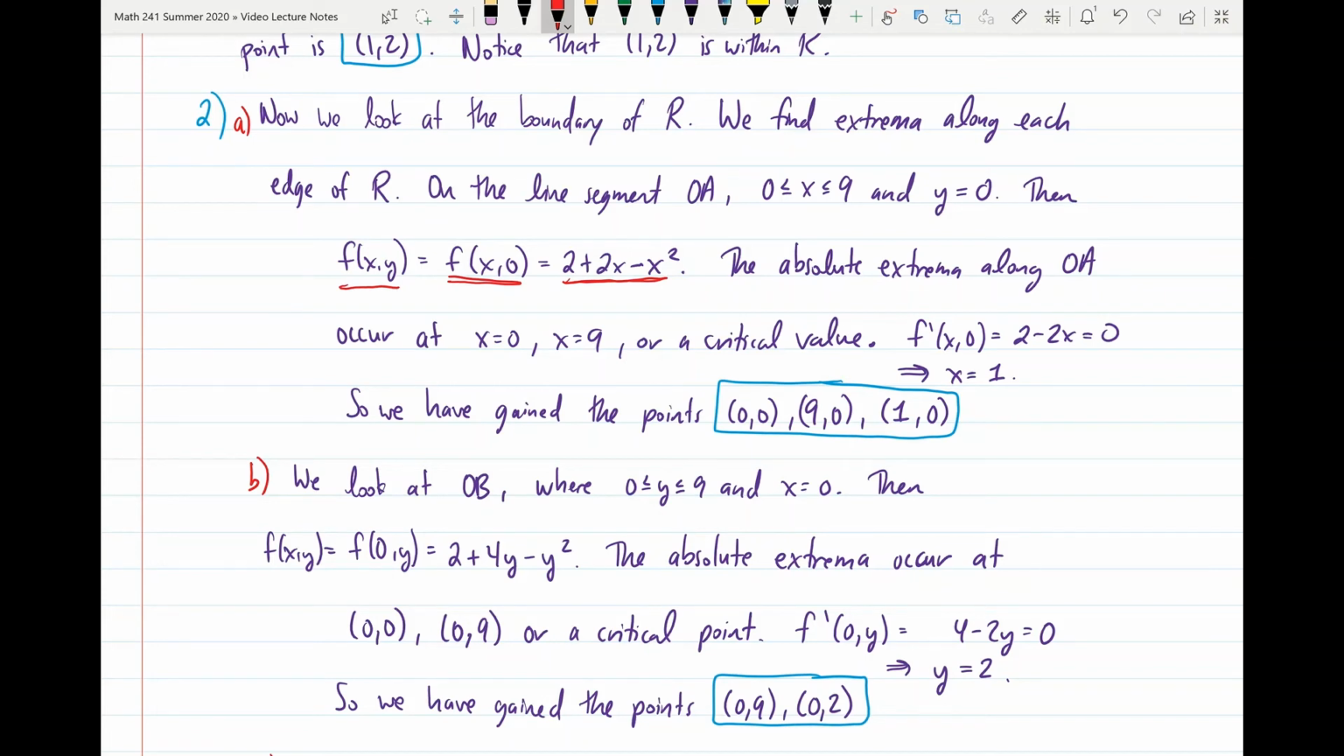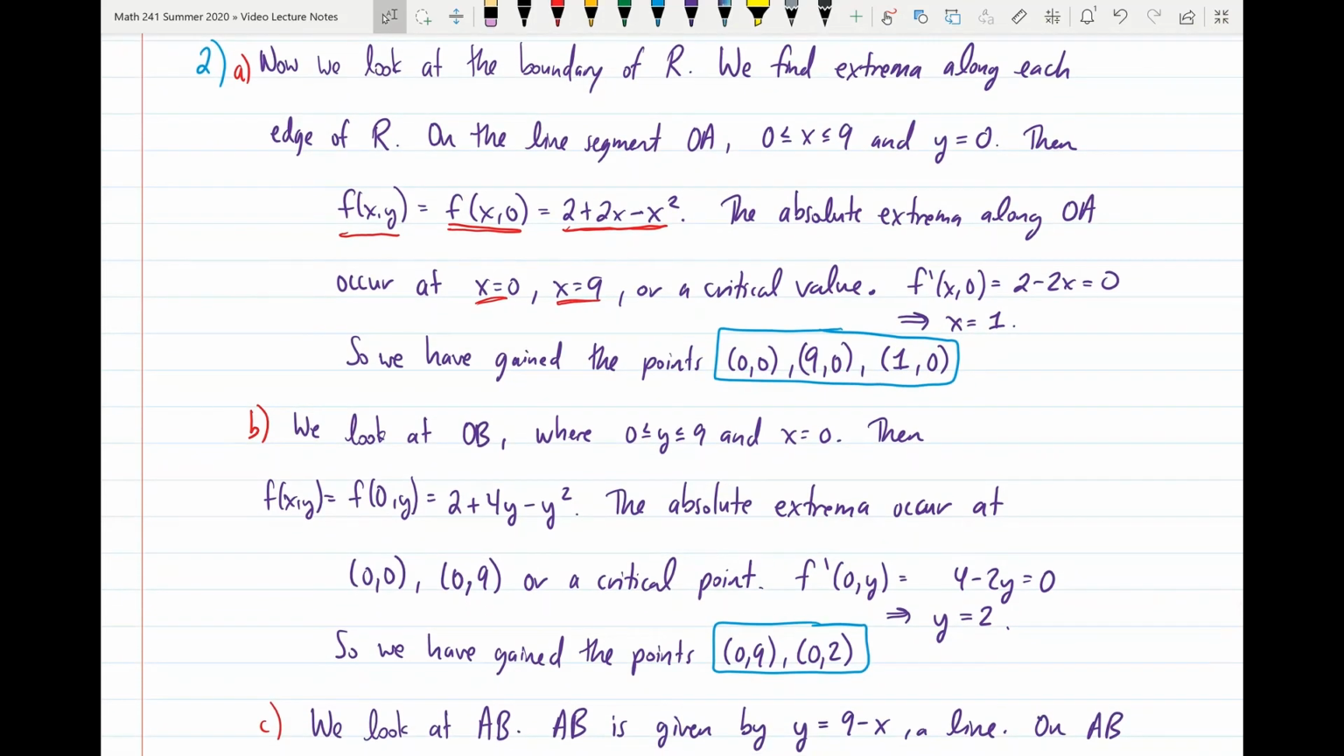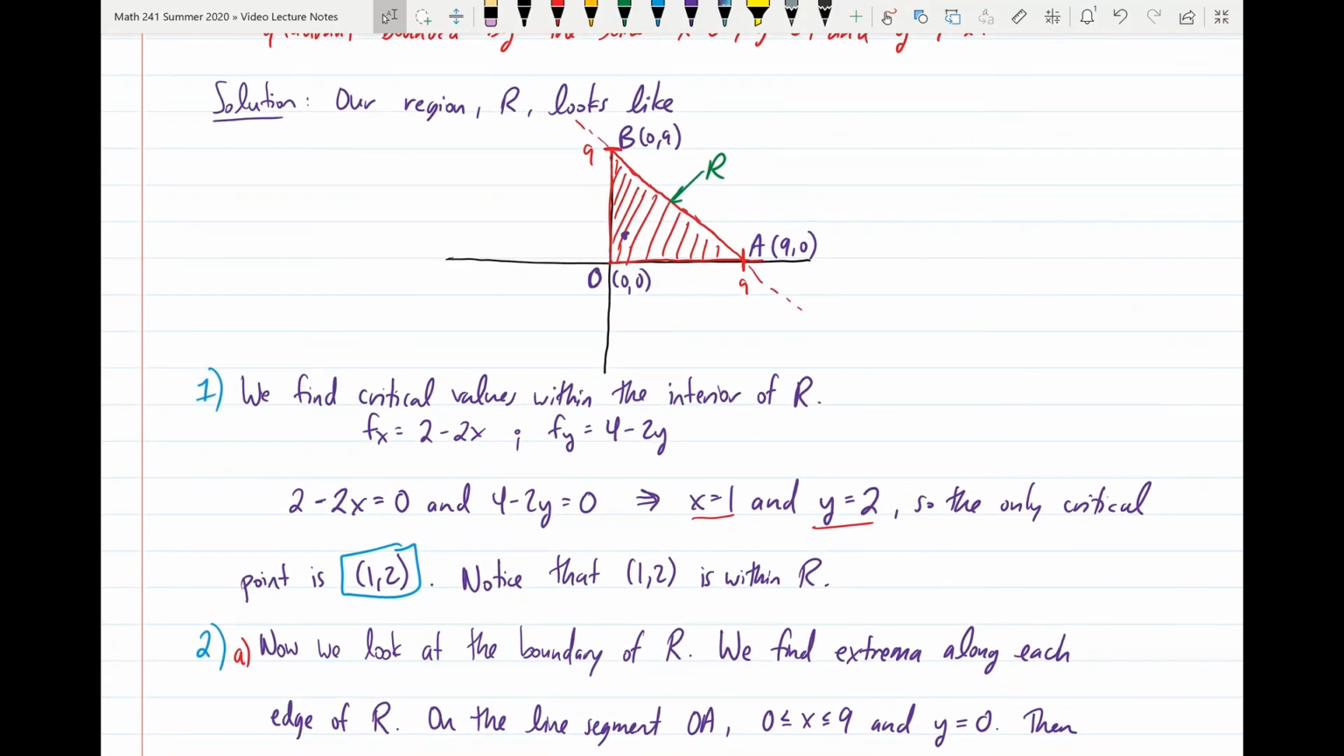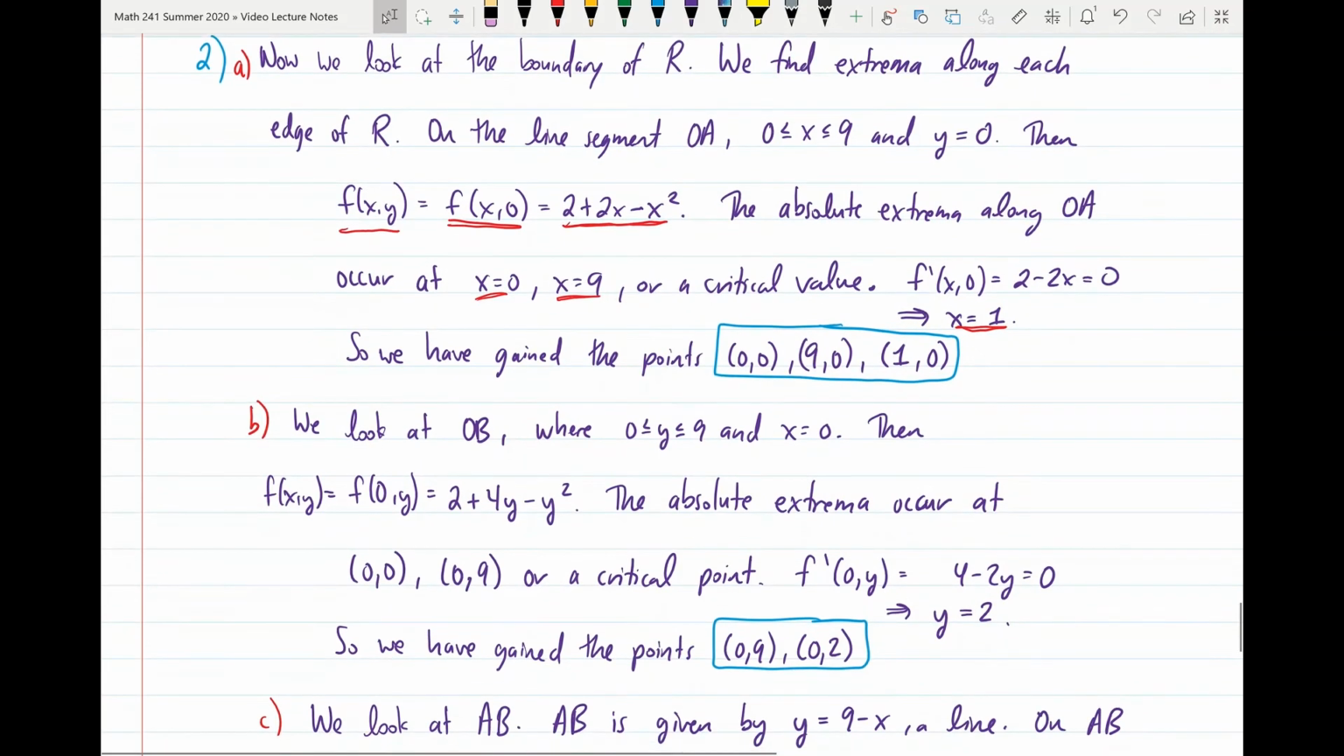And we know from Calc 1 that the absolute extrema for this now single variable function f of x, 0 is either going to occur at the endpoints of the interval, so at x equals 0 and x equals 9, or a critical value that's inside of that interval. And to find the critical value, we take the derivative, f prime of x, 0, which is equal to 2 minus 2x, and we set that derivative equal to 0. And in this case, when we set it equal to 0, we find that x has to equal 1. So there is one critical point along that line segment from the origin to the point A, and that critical point is going to be 1, 0.